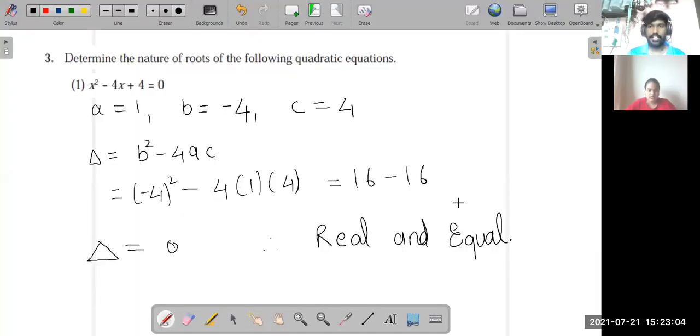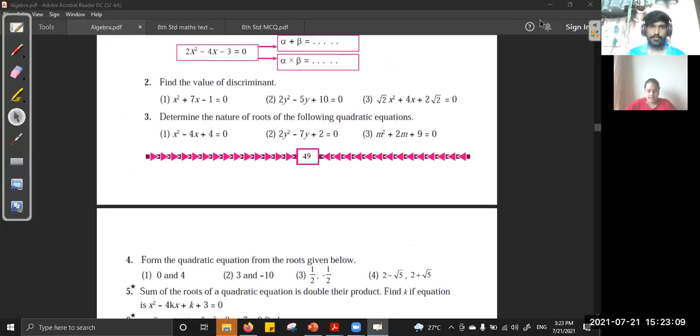Okay, first one, delta is equal to 0, so delta is equal. Real and equal. Second one, delta is equal to 3, so delta is positive. So it is real and unequal. And third one, delta is equal to minus 30, so delta is negative, not real. Write those statements at the end. Real and unequal, real and equal. Yeah, fine, perfect.